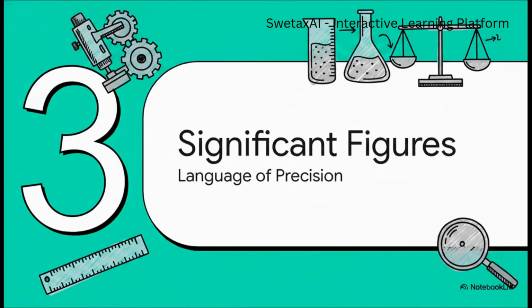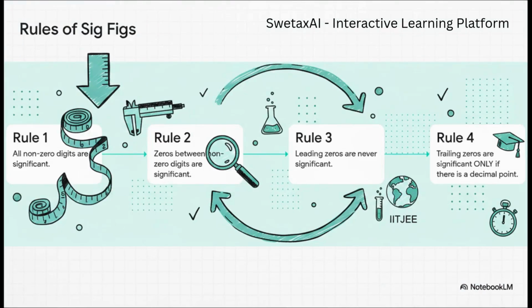Okay, so you've got the right tool, you know its limit. But how do you communicate that precision to somebody else? How do you write it down correctly? Well, that's where we get into the universal language of precision, significant figures. Now, there are a few simple rules you just have to know. And trust me, for an exam like the IIT JEE, mastering these is completely non-negotiable if you want to get the right answer. So let's see them in action.